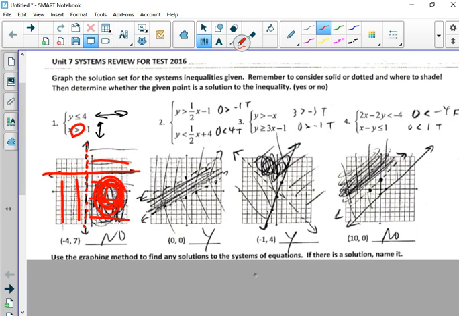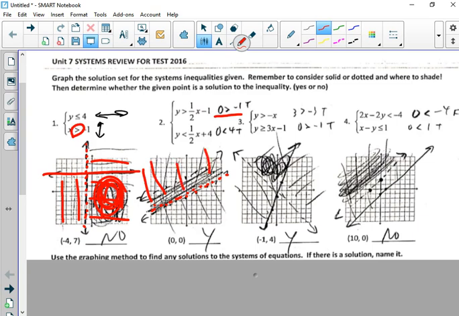For number 2, simple one to graph with slope-intercept form. -1 is my intercept. Up 1, right 2 is my line. Down 1, left 2 is my line. And it is a dotted line. I can test 0, 0. And I get a true statement. And therefore, that's why I'm shading up this way.